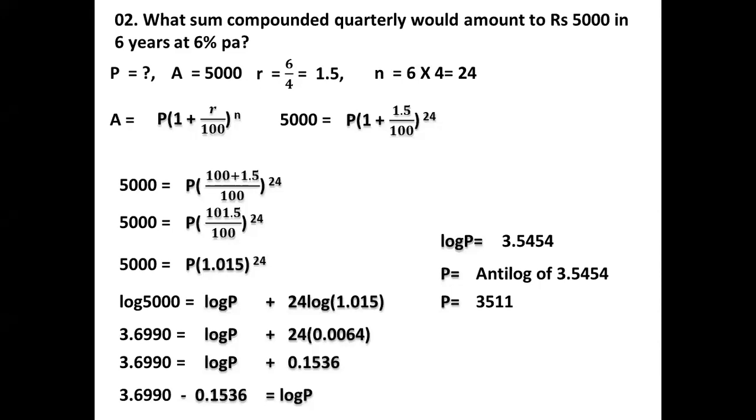Therefore, you leave 4 digits. After 4 digits, you give the decimal point. Your point comes at 3511. Therefore, the principal value is 3511. 3511 is the sum deposited. The sum value is 3500.